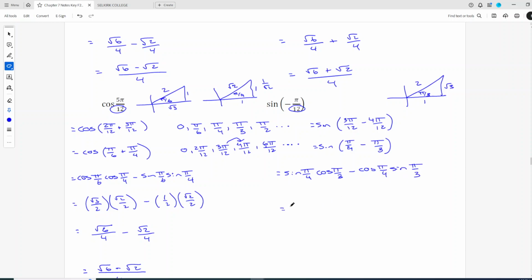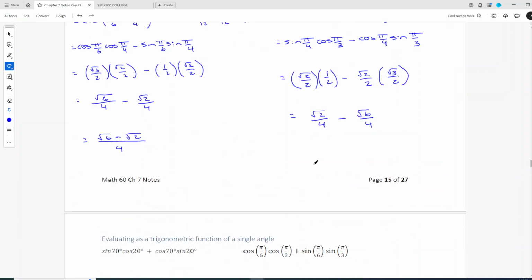And then we evaluate. So sine of pi by 4, we're looking back over here. It's that 1 over root 2, or root 2 over 2. Cos of pi by 3, we get to look over here, so it's a half. Minus cos of pi by 4 is root 2 over 2. And sine of pi by 3 is root 3 over 2. All right, what does that give me? Well, it gives me root 2 over 4 minus root 6 over 4, which would simplify to root 2 minus root 6 all over 4.